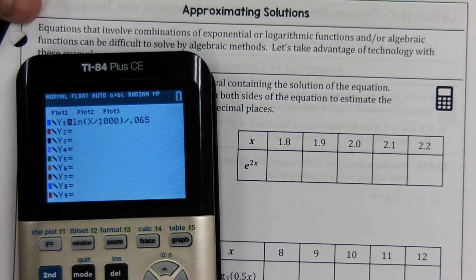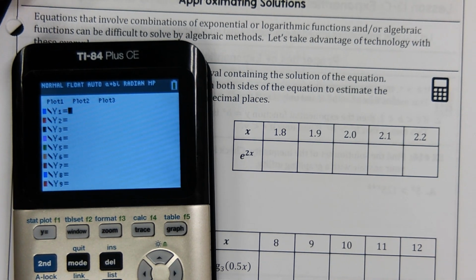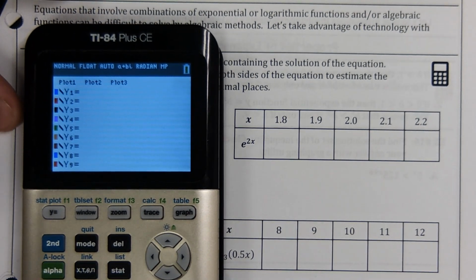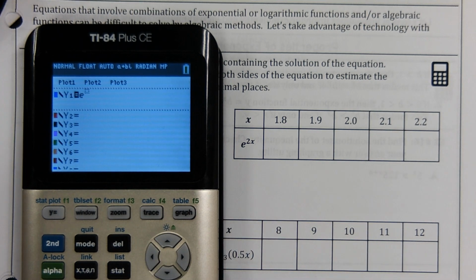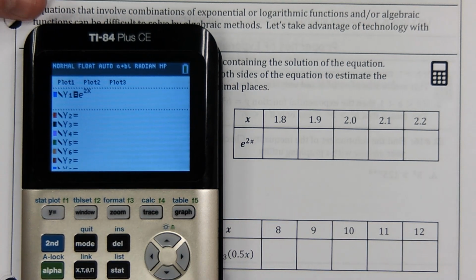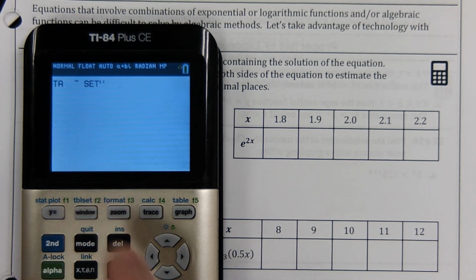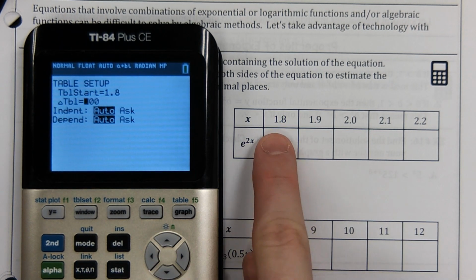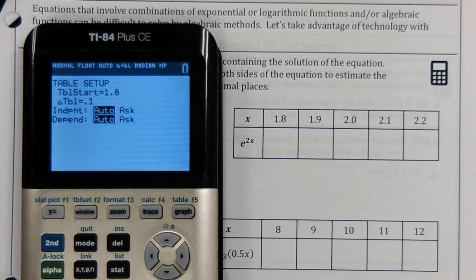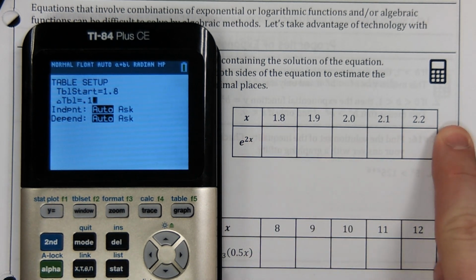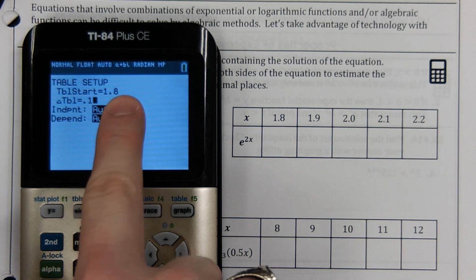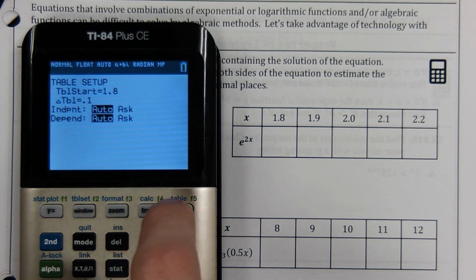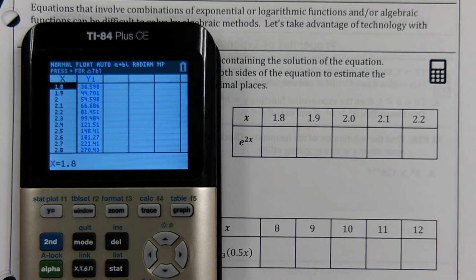Calculators, so go to your y equals menu, and type in E, so second ln, raised to the 2x. Now, clearly, I just goofed around with my table, so I'm going to go to second table set. I'm going to tell it to start at 1.8, and I'm going to have it go by 0.1s, because that's what this scale is going by. So second table set, change it to 1.8 and 0.1, and second table, and we're going to fill this out.